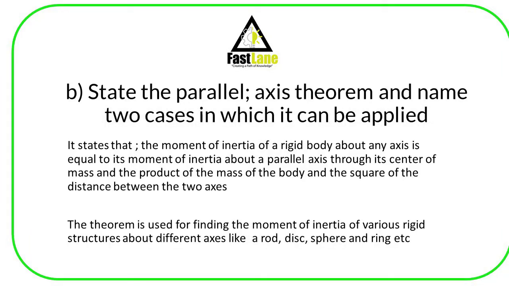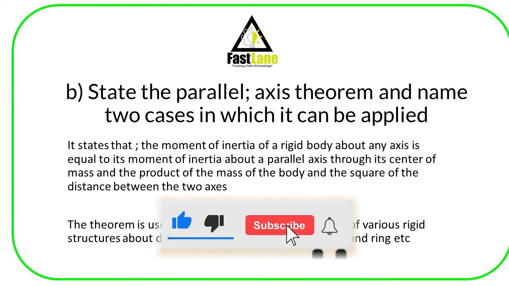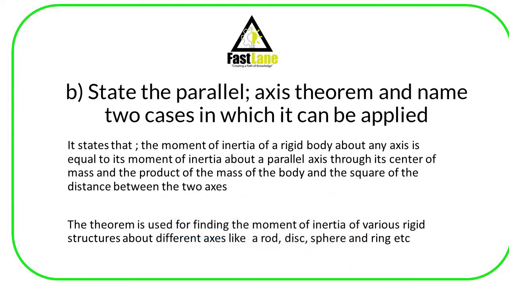Going further to question B: state the parallel axis theorem and name two cases in which it can be applied. The parallel axis theorem says that the moment of inertia of a rigid body about an axis is equal to its moment of inertia about a parallel axis through its center of mass, plus the product of the mass of the body and the square of the distance between the two axes.